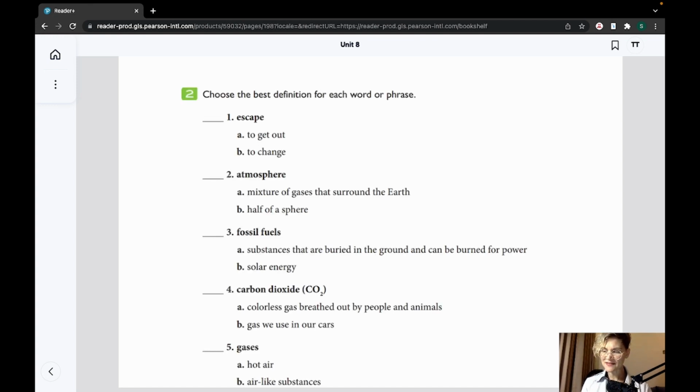Okay, choose the best definition for each word and phrase. We've got all the words together. It's number 1 until 10. You can pause your video and answer. Go ahead.